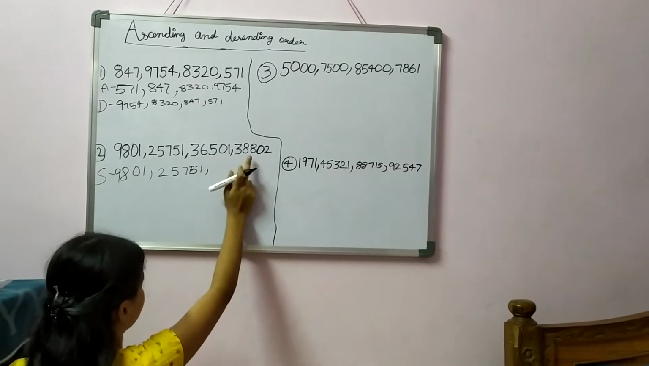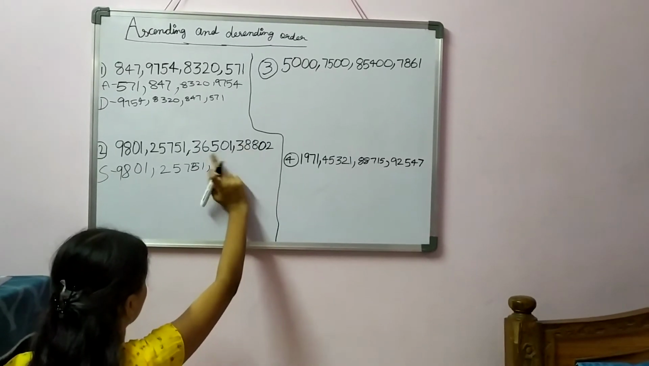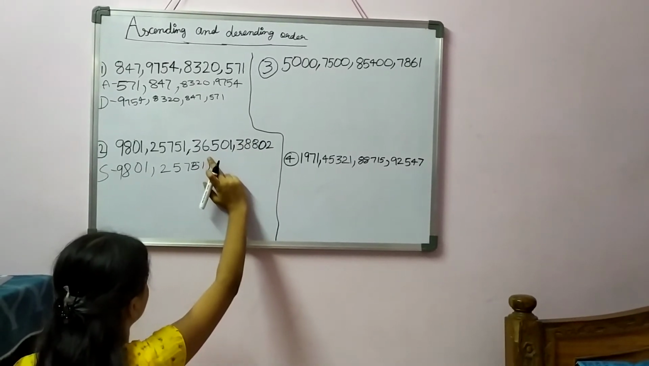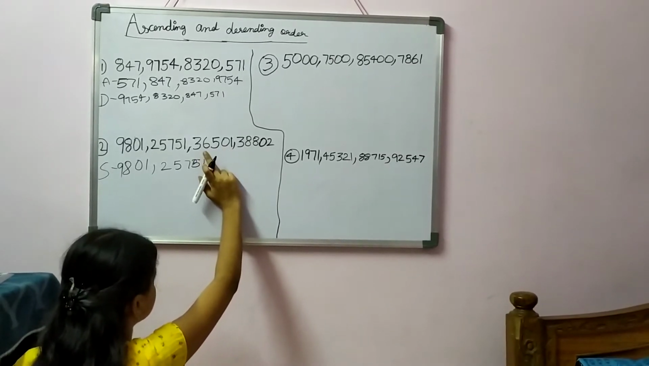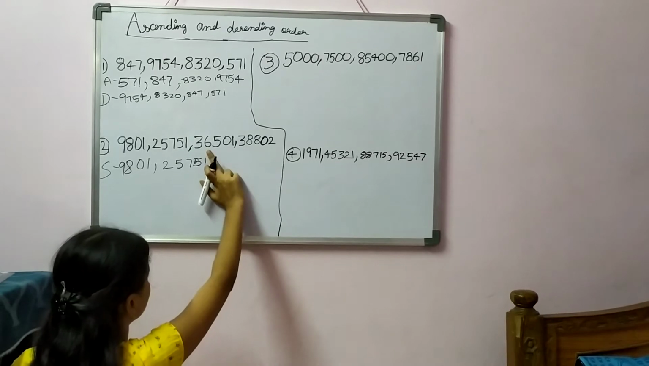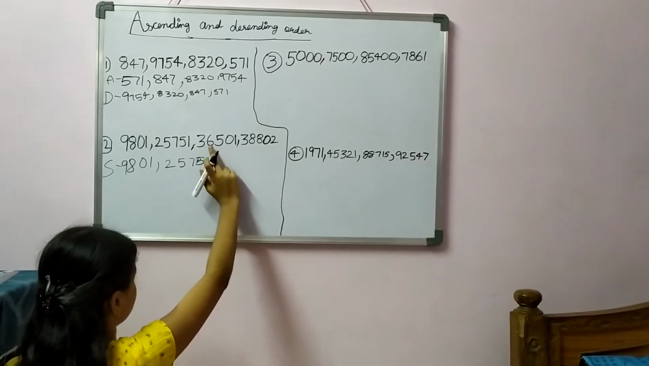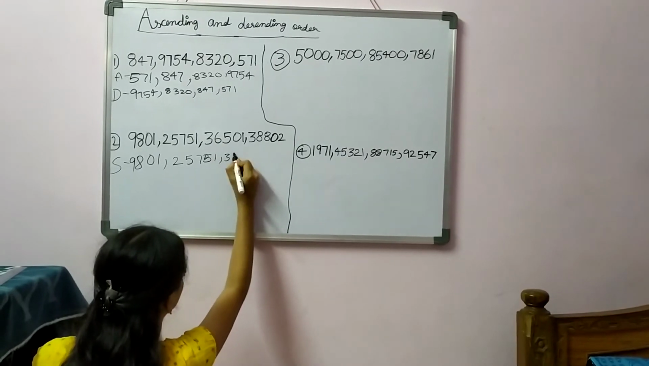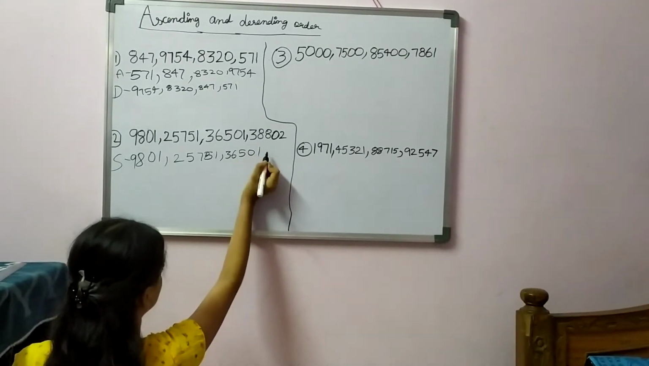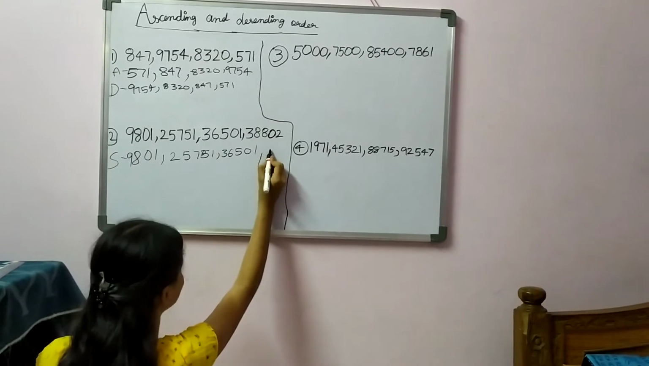Because they are different numbers. 8 is the bigger and 6 is the smaller. So which one should you keep first? This one, because in the thousands place you see only 6, and this is the smallest number. So we should keep this first, and the last is this, in the same order as ascending order.